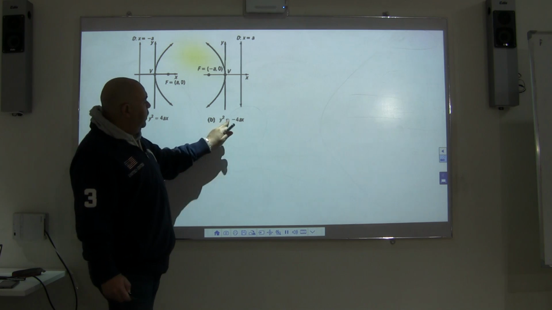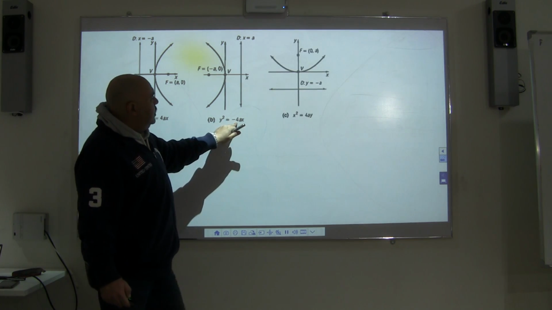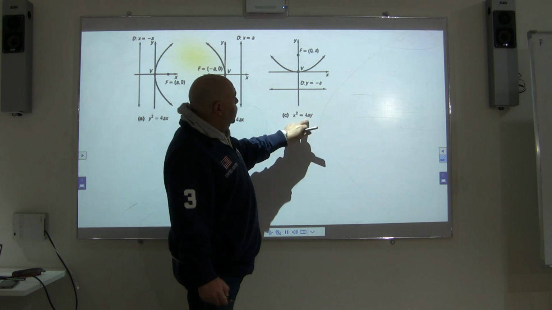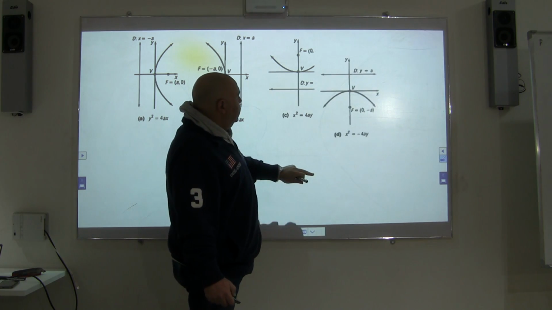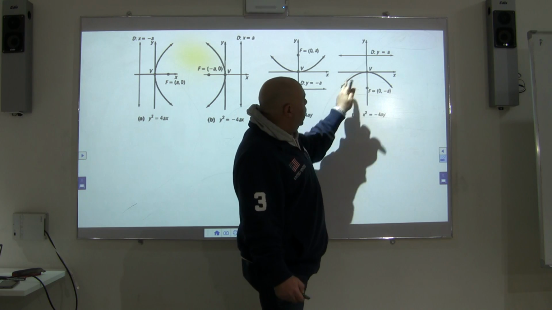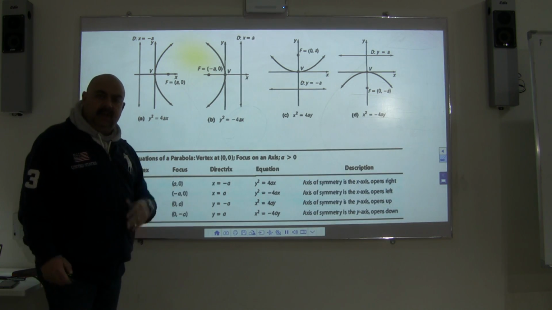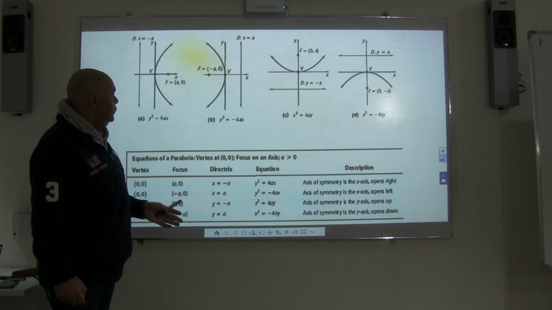So this is y squared equals minus 4a x. This is the case of having x squared equals 4a y, so it's going to open upward. And of course, if it is negative 4a y, it's going to open downward. All the details and everything you will find in the next slides.